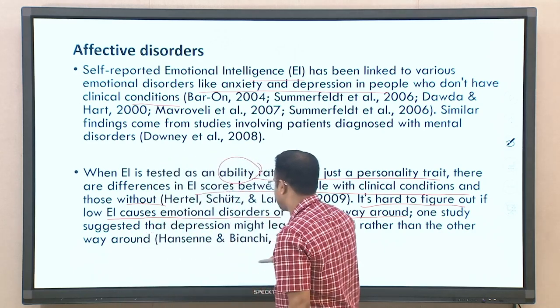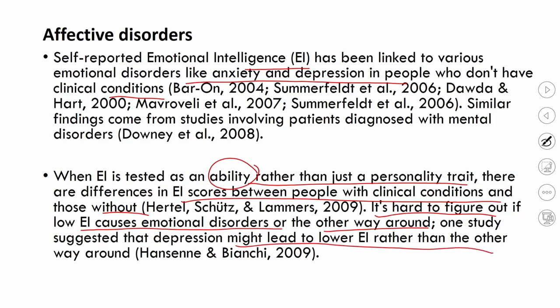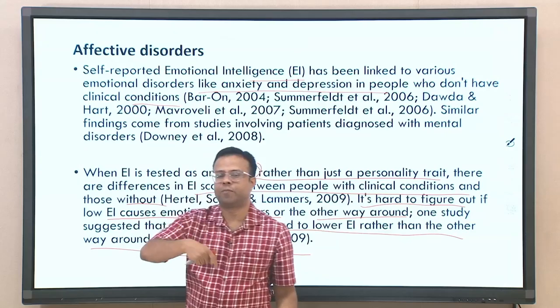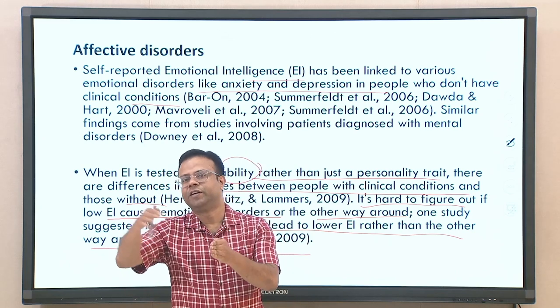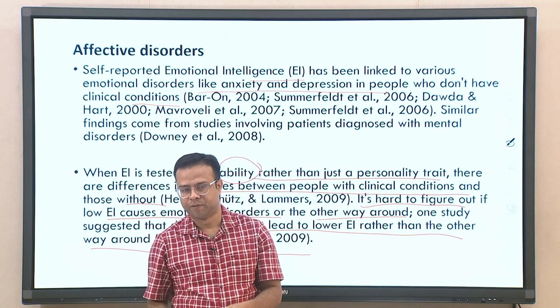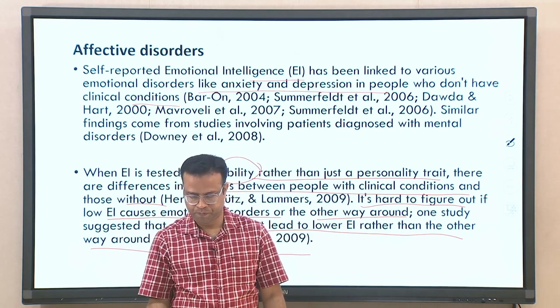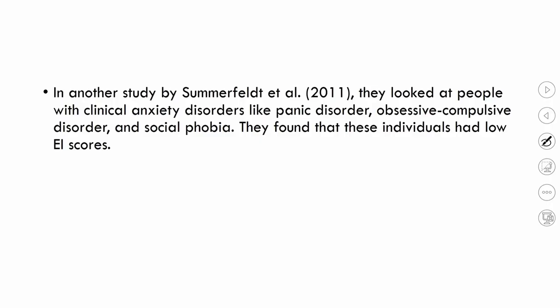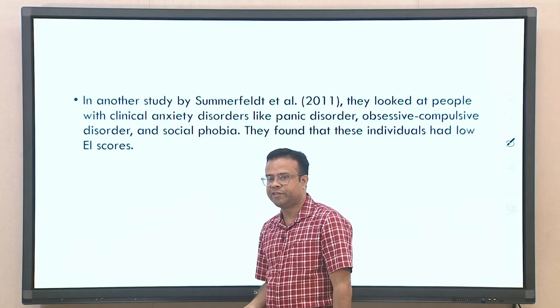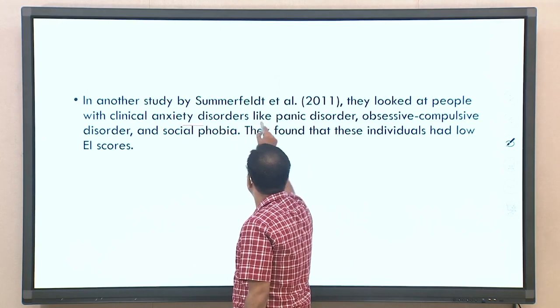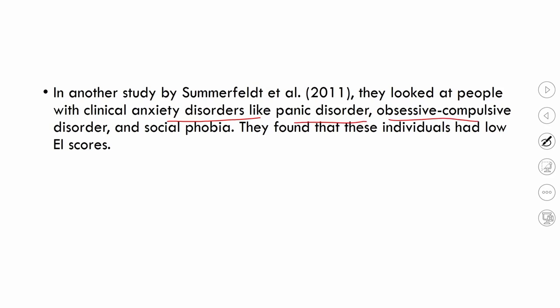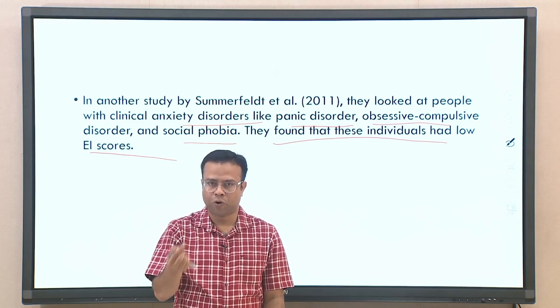For example, one study suggested that depression might lead to lower EI rather than the other way around. So when somebody develops depression, it leads to lower emotional intelligence rather than lower emotional intelligence causing depression. That is also possible. In another study by Sommerfeld et al. in 2011, they looked at people with clinical anxiety disorders like panic disorder, obsessive compulsive disorder and social phobia. They found that these individuals had low EI scores. So people with all these psychological disorders had low EI scores.